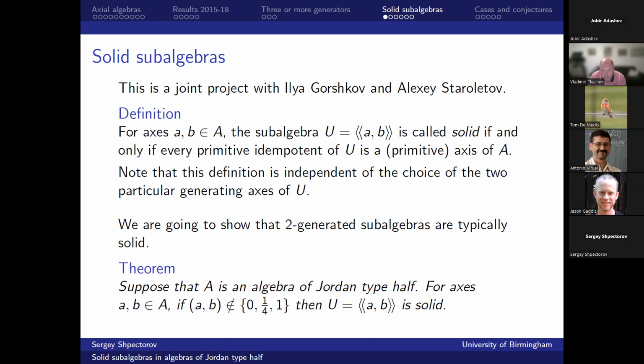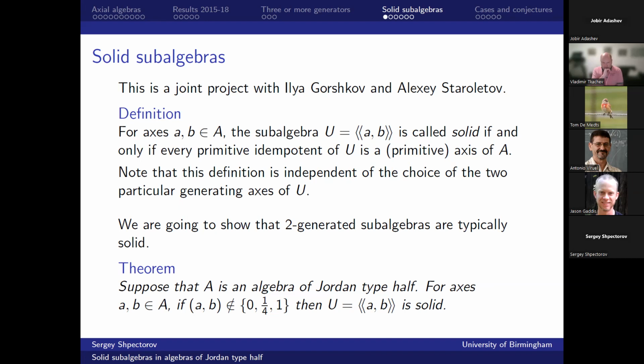And the trouble is, of course, that nobody knows what A is. A can be big or small, known or unknown, an arbitrary algebra of Jordan type half. So it's a pretty tall requirement: some idempotents must be primitive axes in this unknown algebra A. But the surprising result is that typically all the two-generated subalgebras are solid. So typically we have a lot more axes than we expect.